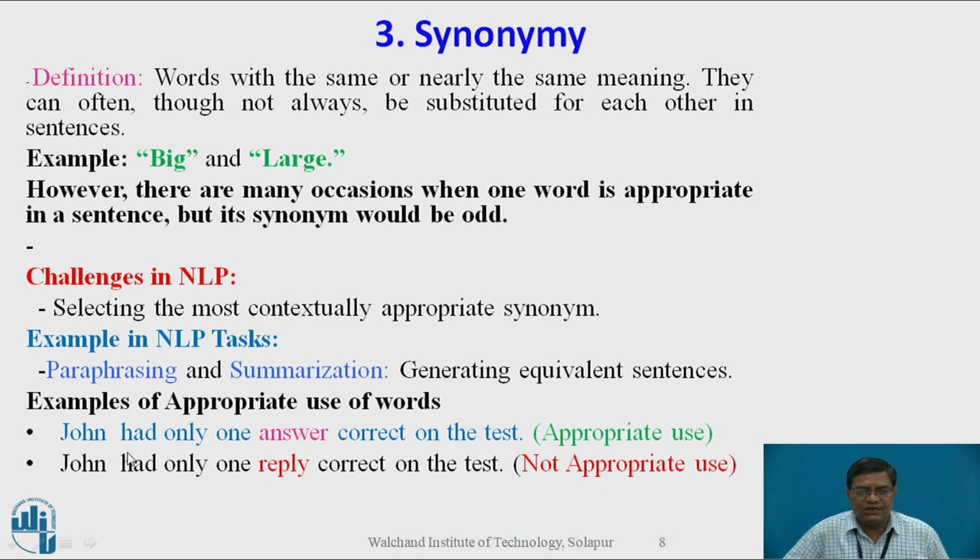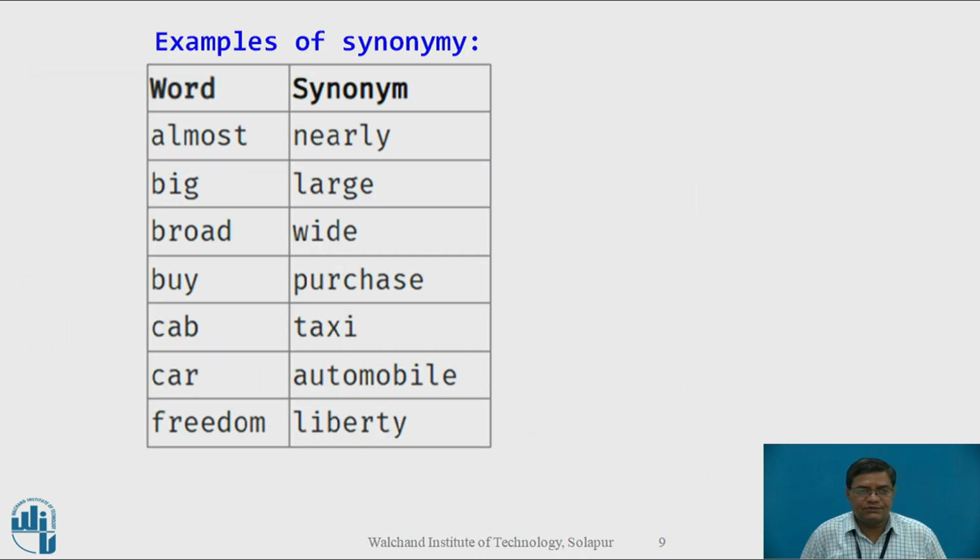Here we have two sentences which use answer and reply as two synonymous words. In the first, John had only one answer correct on the test. Here answer is the appropriate word to be used. In the second sentence, John had only one reply correct on the test. Here reply is not the appropriate word for this context. So we have to decide which synonym is correctly used depending on the context of the sentence.